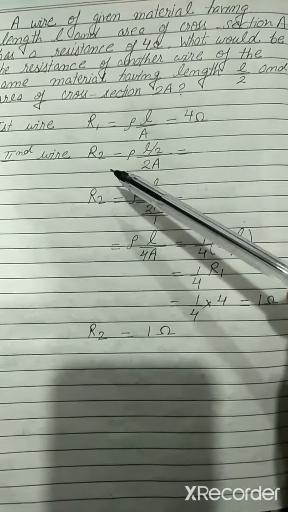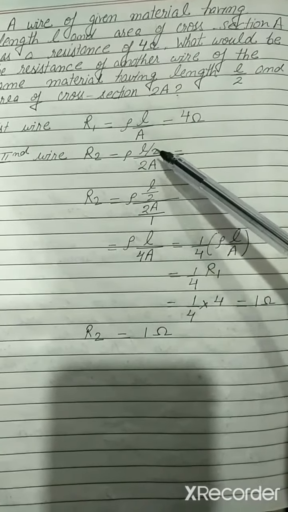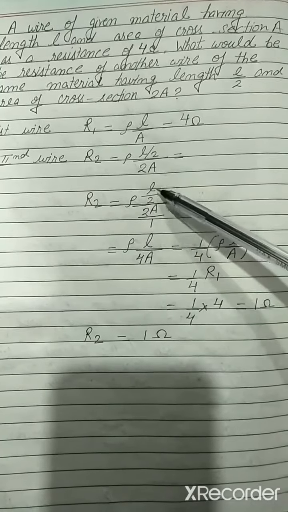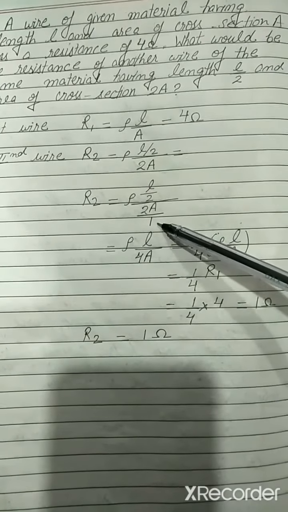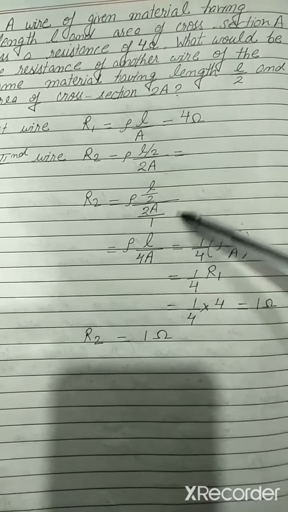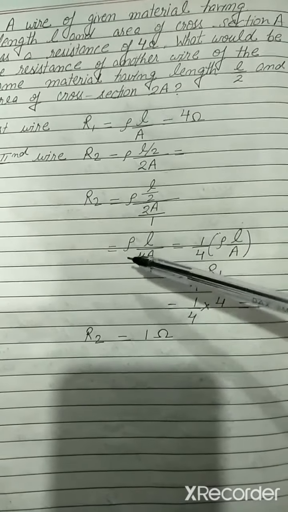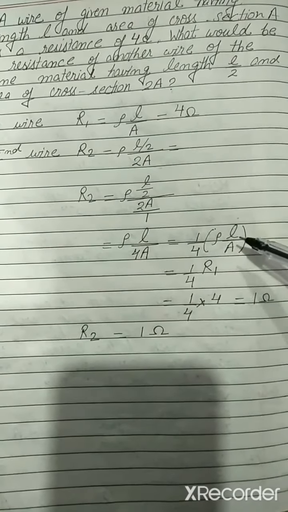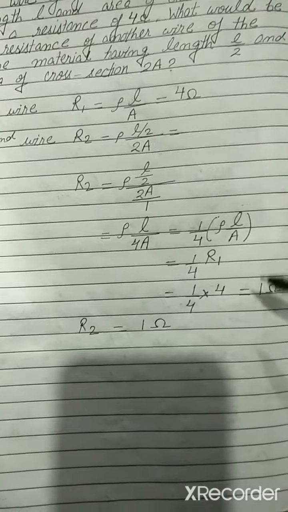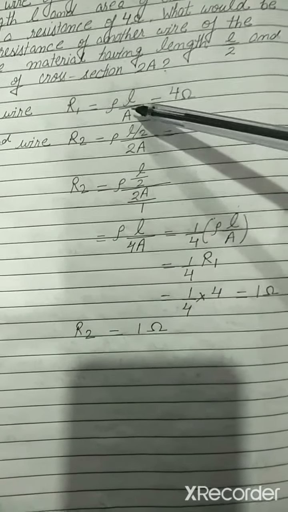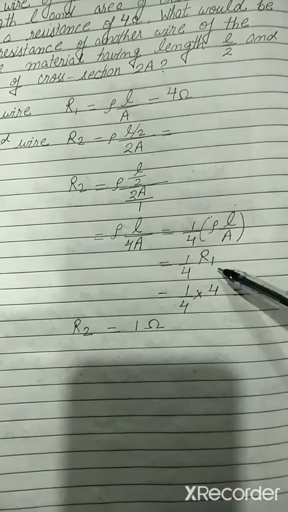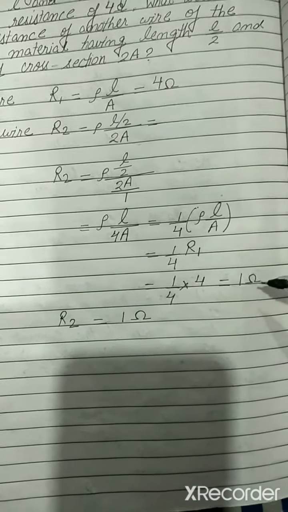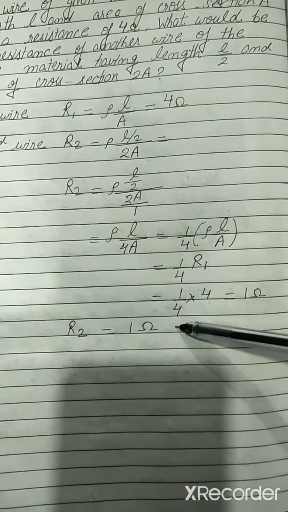So we put the values: R2 equals rho, length is L by 2, area of cross section 2A. So R2 equals rho L by 2, over 2A. We can write it like this by cross multiplying, and we get rho L by 4A. So 1 by 4 rho L upon A. Here rho L upon A is R1, and putting the value of R1 as 4 ohm, it comes to 1 ohm. R2 will be 1 ohm.